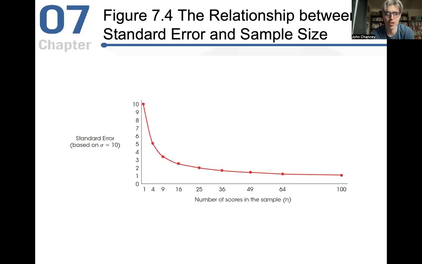And so here's that relationship reflected here, where our standard error is much higher when our number of scores in the sample is smaller, but as that gets larger and larger, we can see the error rate going down precipitously.